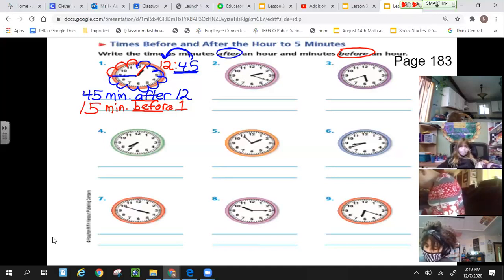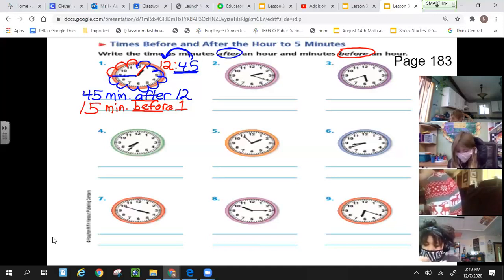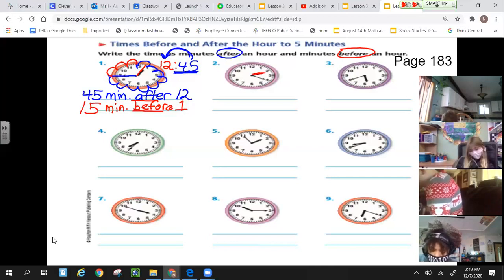Now let's try another one. I hope you're writing this down with me so that you can learn it and have an example like you do in EL. Same idea. I'm going to look at the clock in number 2. I'm going to look at the hour hand first, the thicker one, the shorter one. It's between the 2 and the 3. It's closer to the 2. So it's in the 2 o'clock hour. You always go to the number before.